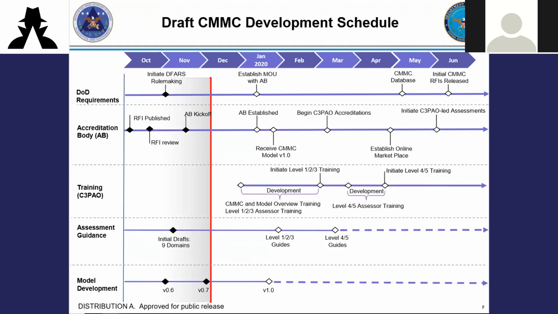And then the accreditation body is supposed to be established in January. Accreditations for certifiers will begin in March, it appears. There'll be a marketplace, and then beginning certifications in the May-June timeframe. And at the DoD level, the CMMC database will be stood up in May, and the CMMC request for information will be released in June. They're still moving along this timeline. This is their goal.